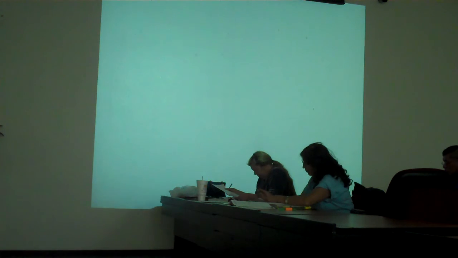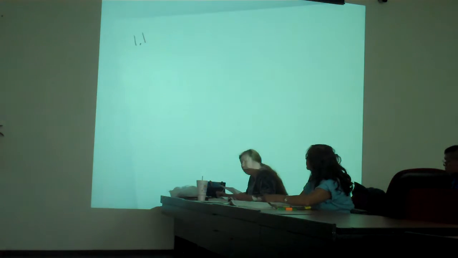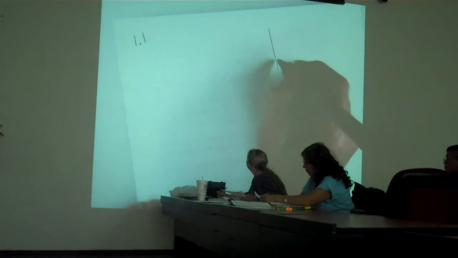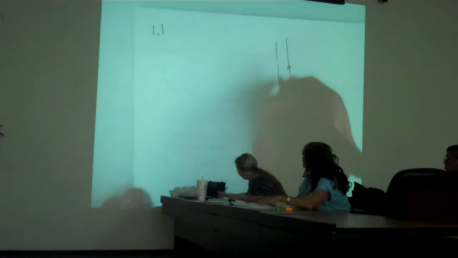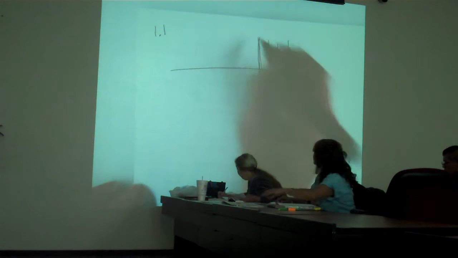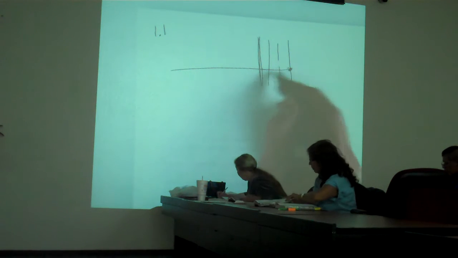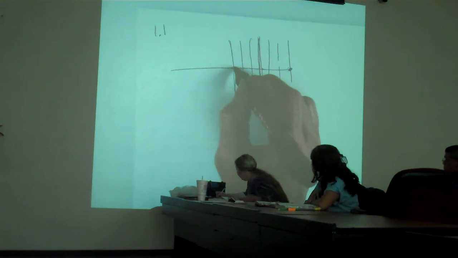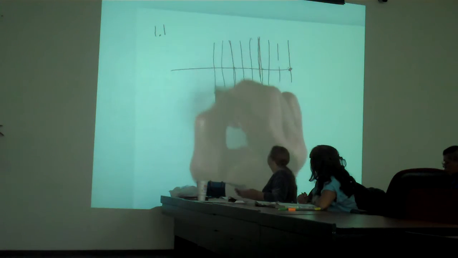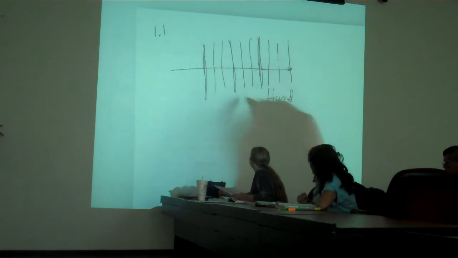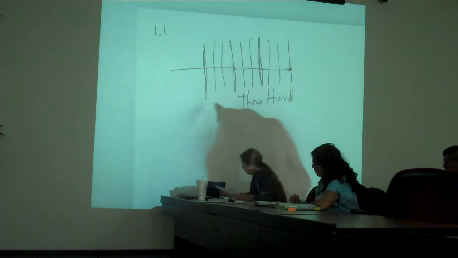Okay, 1.1 is reading and writing whole numbers. Looking at the place value chart on pages 2 and 3, you know where the decimal would be right there. There are 3 digits in a segment, and this is called a period. This is your hundreds period. The next 3 numbers are your thousands period. After that, the next 3 are your millions period.